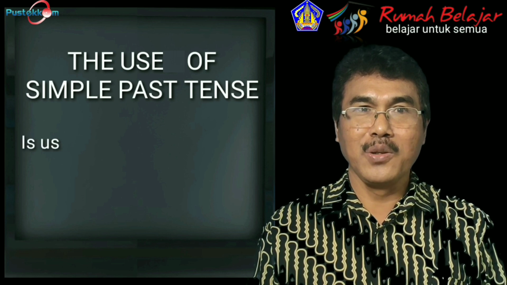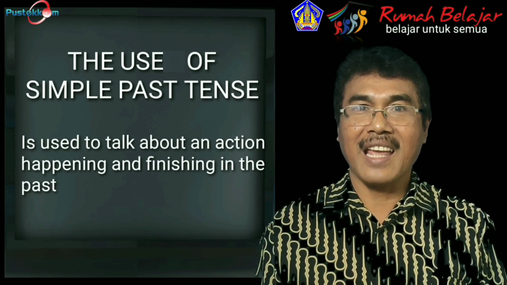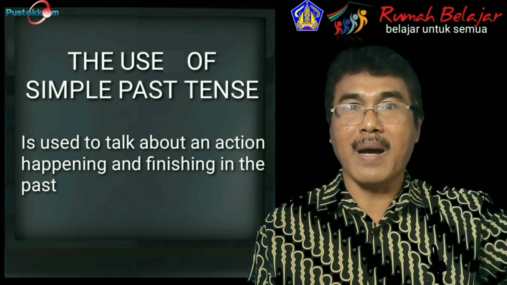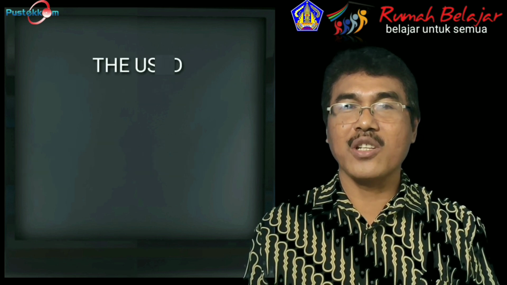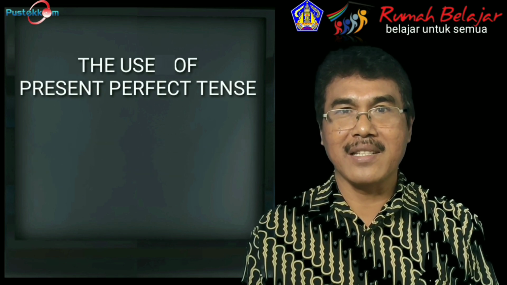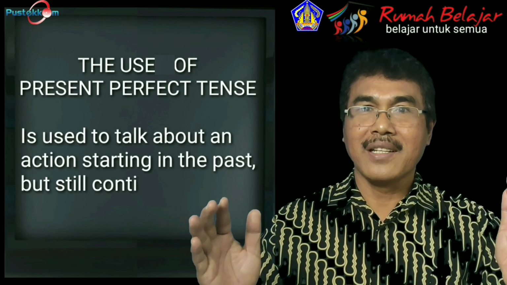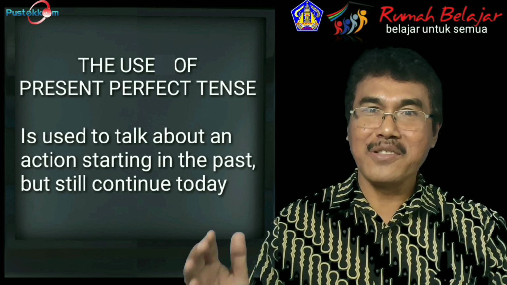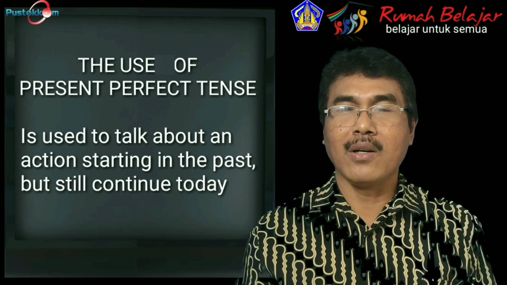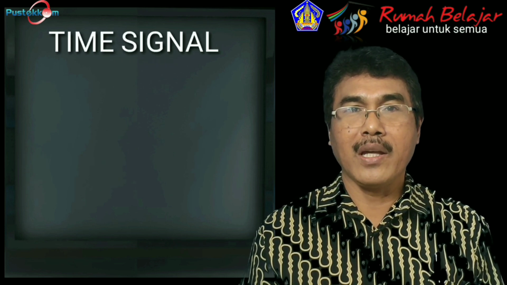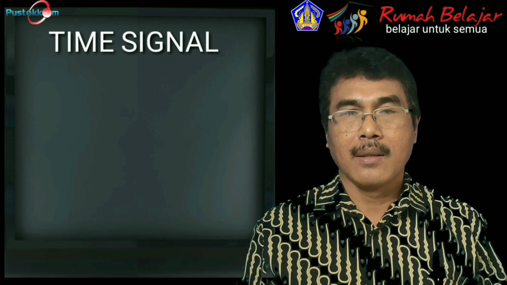Past tense is used to talk about an action happening and finishing in the past. And the next is the function of the present perfect tense. It is used to talk about an action starting in the past and continuing today. Okay, and now let's discuss about time signal when we use past and present perfect tense.